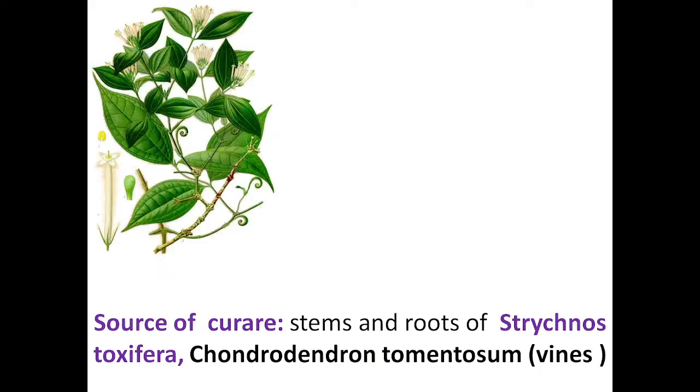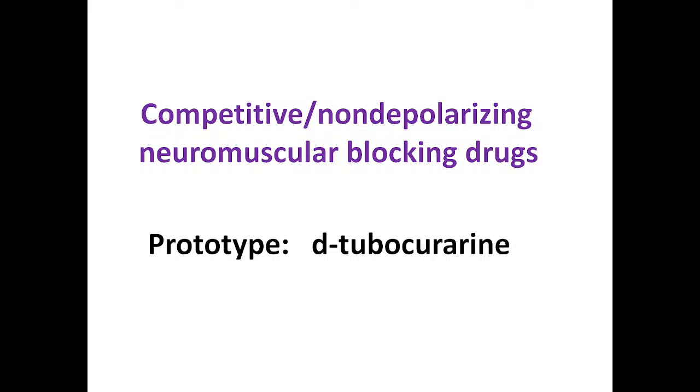Now why is this? Okay. So as I already said, the prototype competitive blocker is D-tubocurarine, and does anybody know where D-tubocurarine comes from? Anybody interested in the history of medicine, or history as such? Where does this name come from? Tubocurarine. D is of course the dextroisomer. Okay, so there is L-tubocurarine which is not effective. It is D-tubocurarine which is effective.